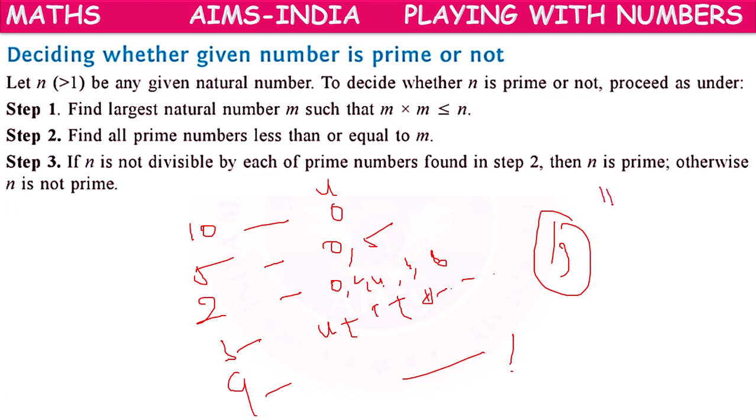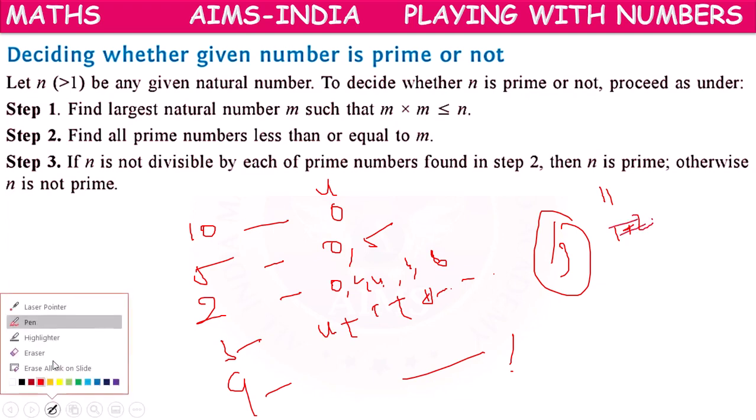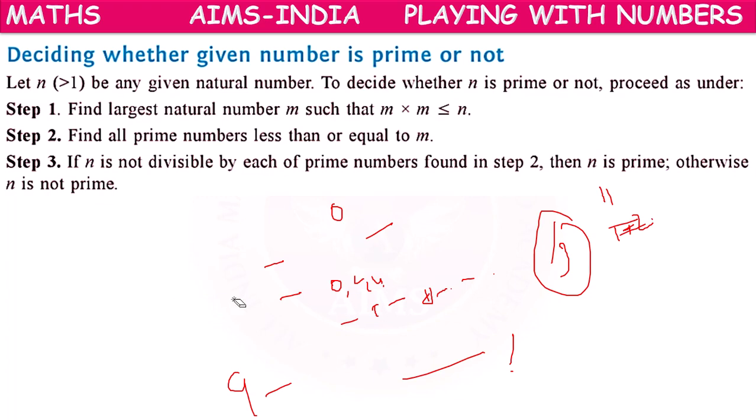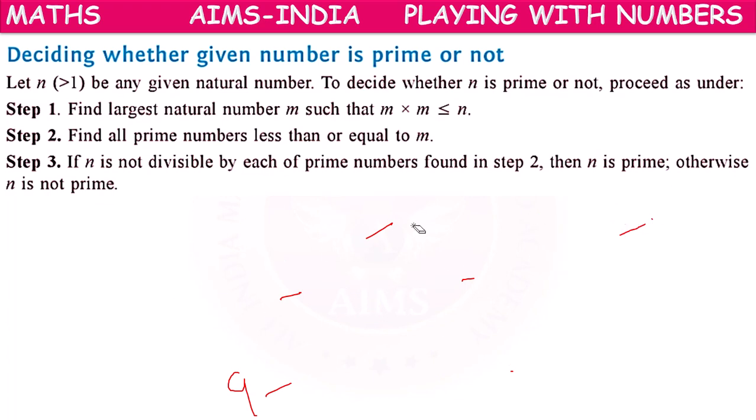Divisibility by 11 means the sum of... sorry, one minute.